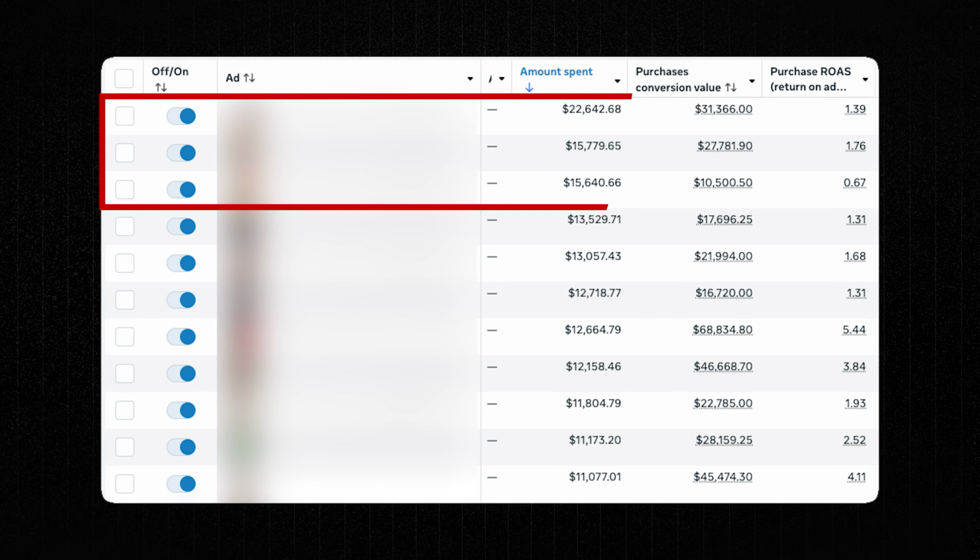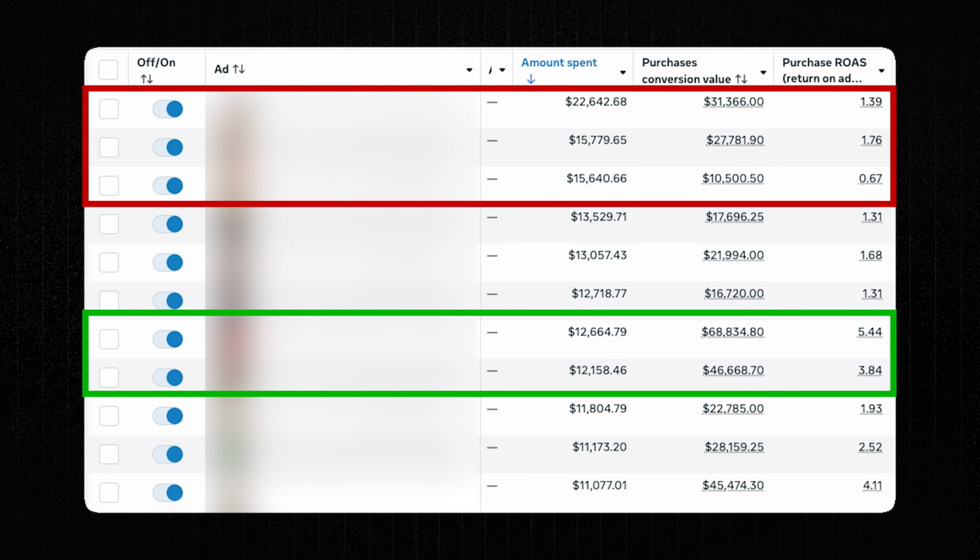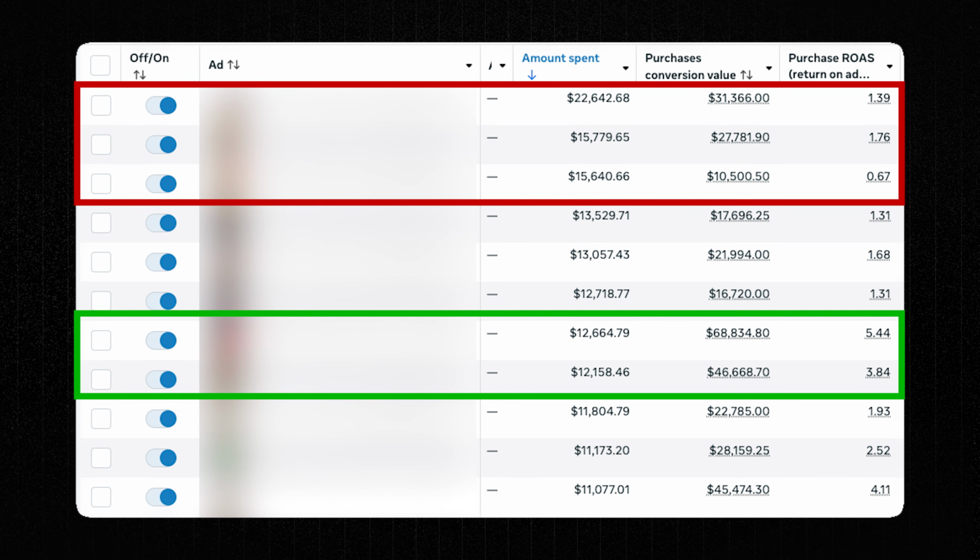I'm 100% sure that at least once in your life you have faced this situation where Meta is spending most of your budget on the worst performing ad. And so what you see is that most of the budget goes to the ad with the lowest return on ad spend in the entire campaign or ad set.